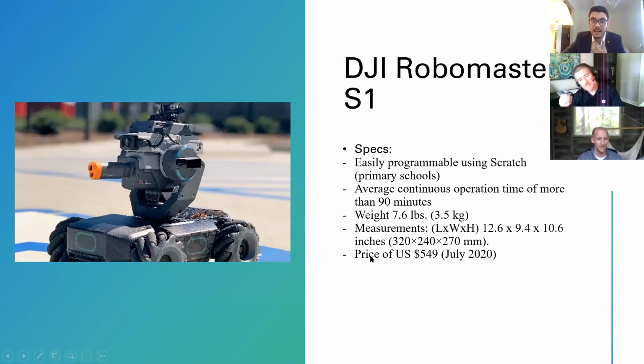But an important point that a lot of construction personnel have issues with is the cost. And this costs only $550 as of right now, July 2020.